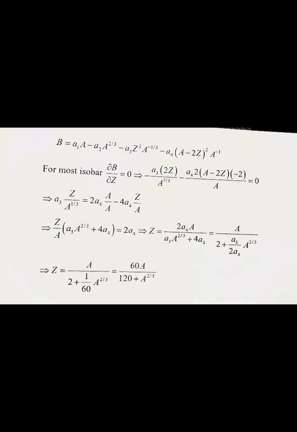That is Z by A into A3 into A raised to 2 by 3 plus 4A4 is equal to 2A4. That is Z is equal to 2A4 A divided by A3 A raised to 2 by 3 plus 4A4. That is equal to A divided by 2 plus A3 by 2A4 A raised to 2 by 3. In the question it is given that A4 by A3 is equal to 30. That is A3 by A4 is equal to 1 by 30. That is Z is equal to A divided by 2 plus 1 by 60 into A raised to 2 by 3. This is equal to 60A divided by 120 plus A raised to 2 by 3. So this is the answer.